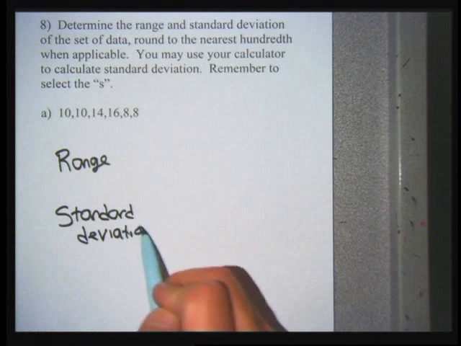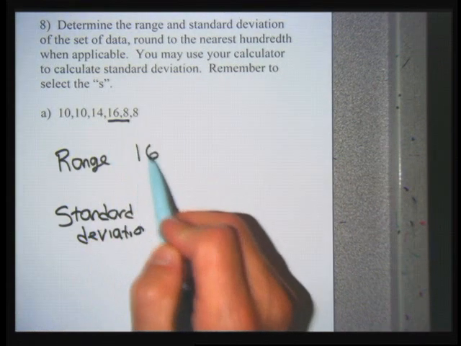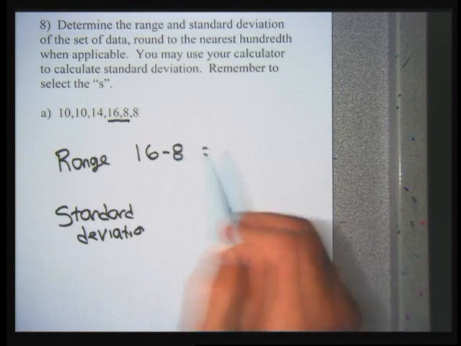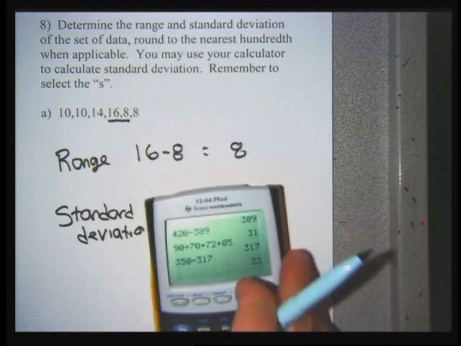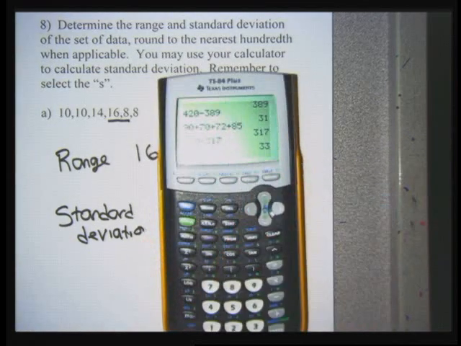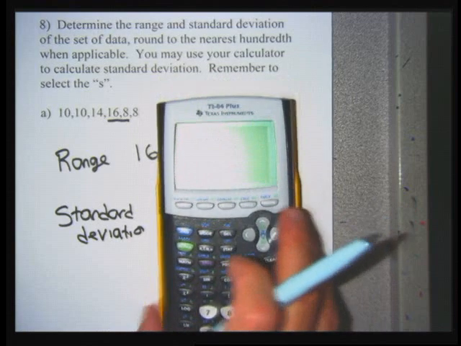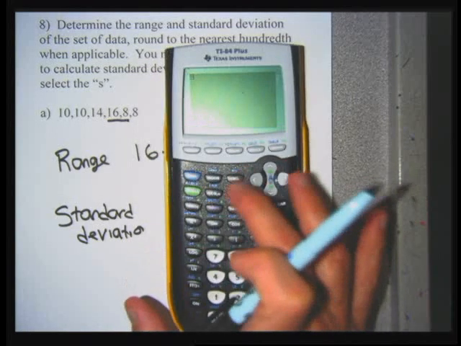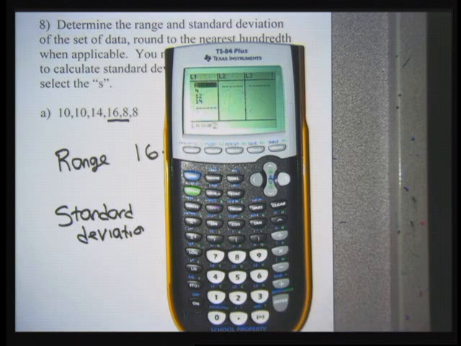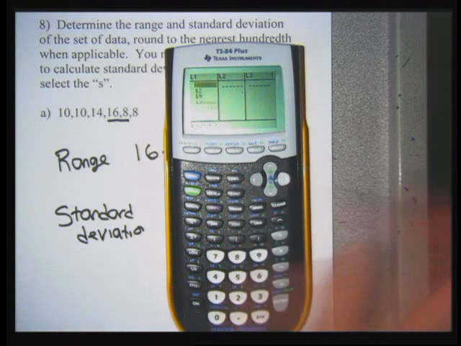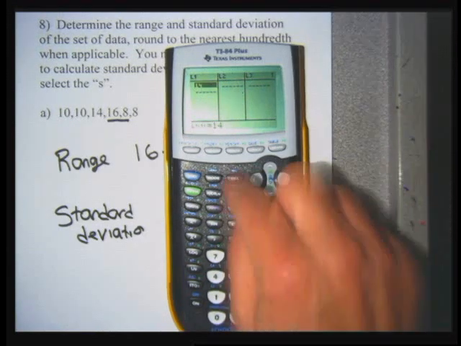So the first part of this, the range, is just the difference between the highest minus the lowest. So the range is 8. To get the standard deviation, I'm going to break out my calculator. First thing I'm going to do is clear the screen. Then I'm going to hit the stat button, hit enter on edit, and then delete the stuff that's in there. So delete, delete, delete, delete.